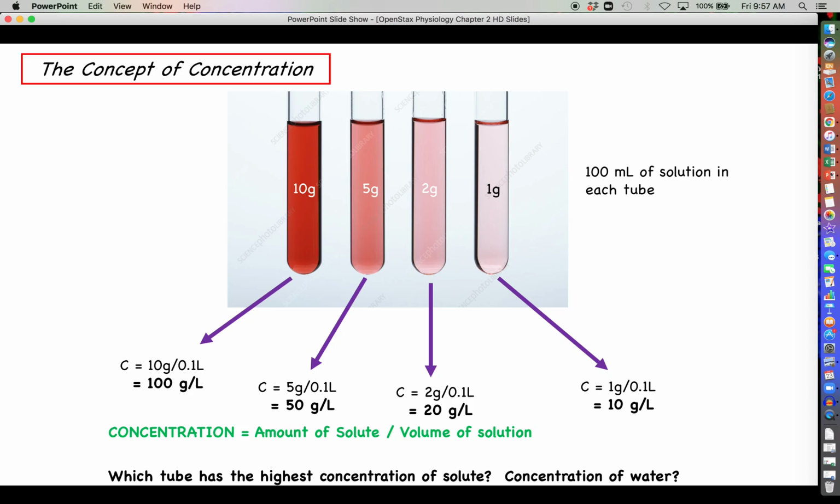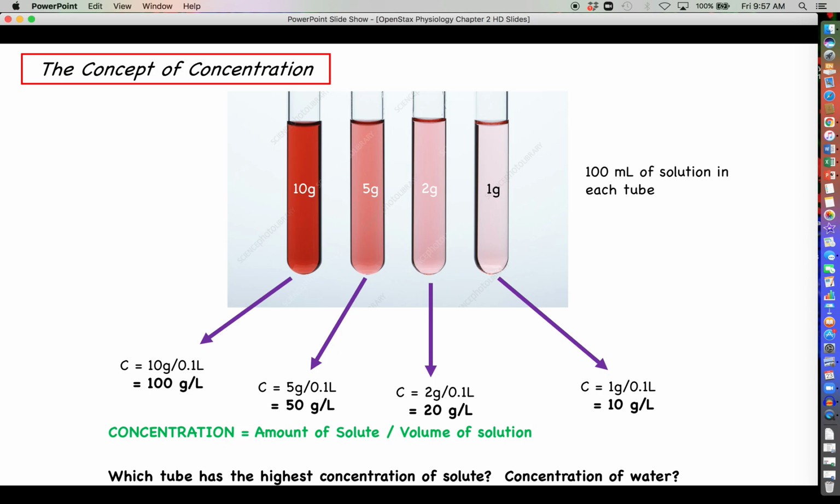So what do you think? You may want to pause the video here before I reveal the answer. Which of these tubes do you think has the greatest concentration of water? Well, if you said tube D on the right, you are absolutely correct. All of the tubes have the same volume of solution, but that does not mean they all have the same volume or concentration of water.